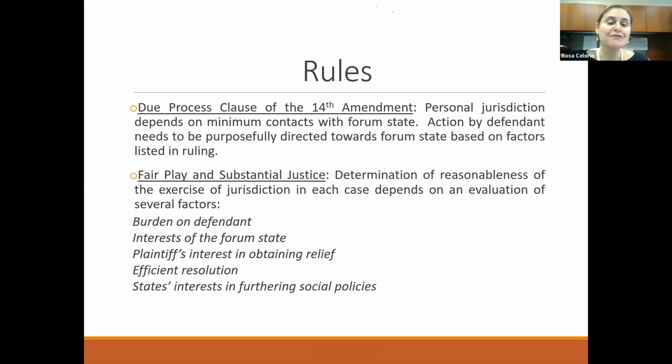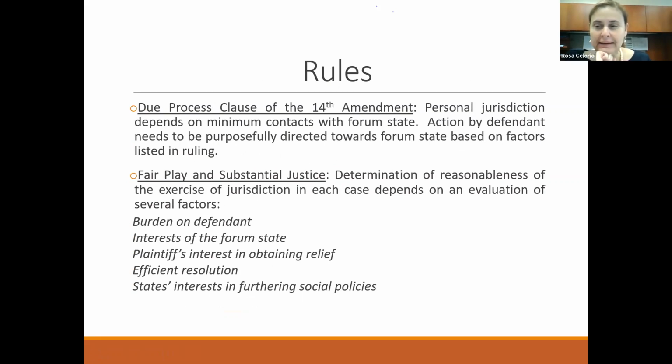There are also notions of fair play and substantial justice when it comes to the 14th Amendment application in this particular case. And there's not only the question of foreseeability, but also reasonableness in the exercise of jurisdiction in this specific case and also in future cases, and it really depends on an evaluation of a confluence of factors: potential burden on the defendant, interests of the forum state, what kind of law you want to apply in that particular case, for example state or federal law, the plaintiff's interest in obtaining relief, the efficient resolution of the case, or the state's interest in furthering social policies.